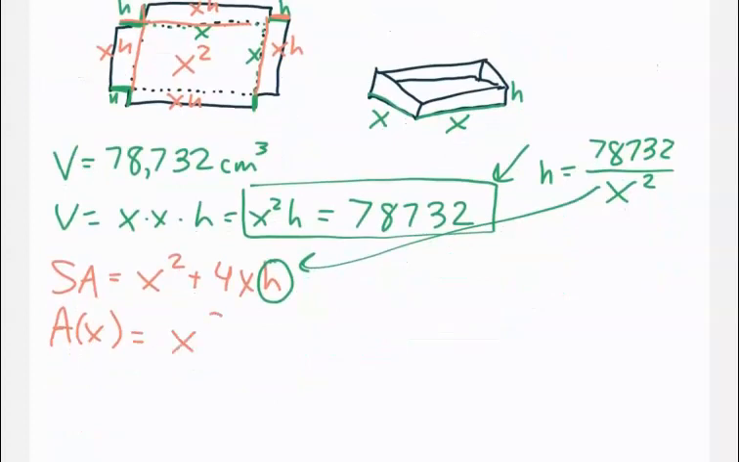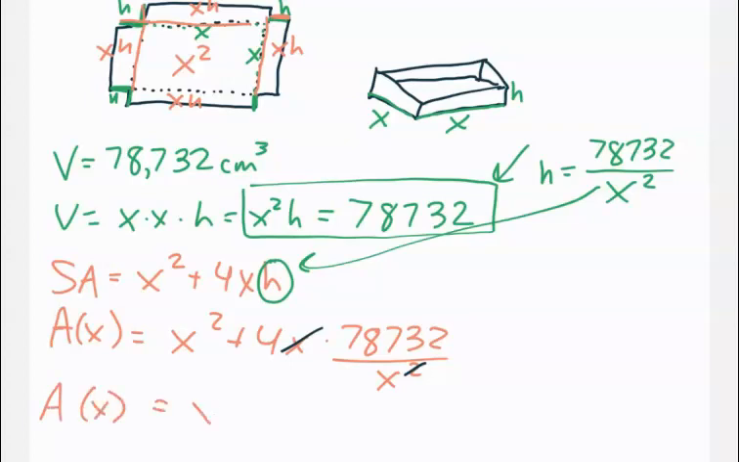So our surface area equation looks like 4x times this 78,732 over x squared. And then we could simplify a little bit, like this x will cancel with one of these ones, and 4 times 78,732 is 314,000-ish. So we got x squared plus 314,928 all over x. Right, that one canceled, left you with 1 on the bottom still.